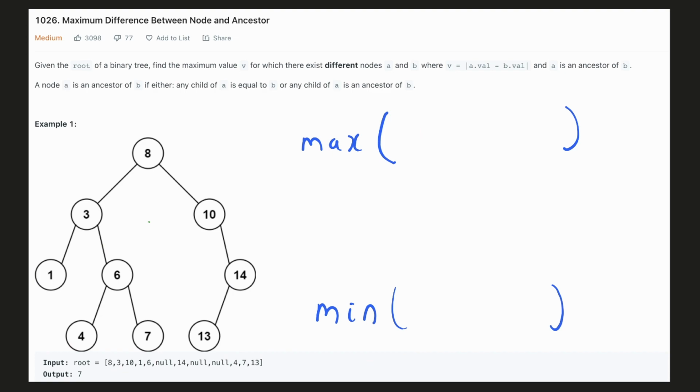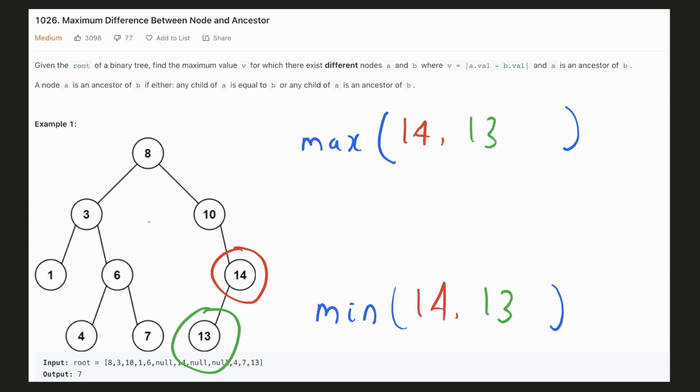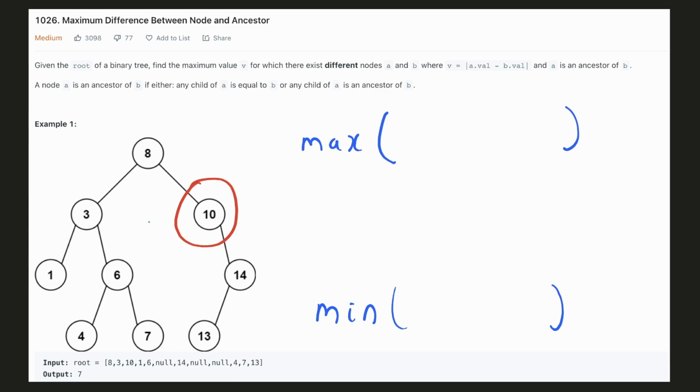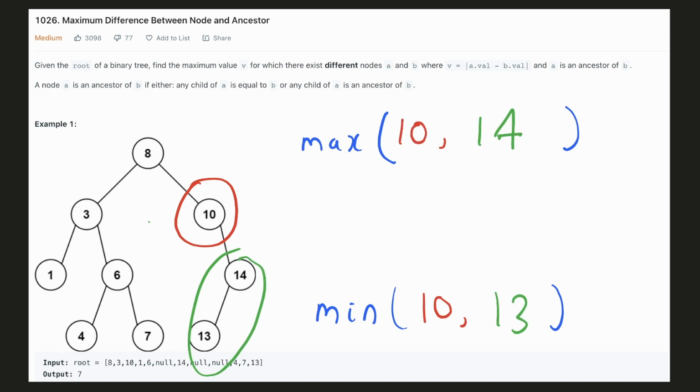For any leaf node, there are no left and right subtrees, hence its own value will be the maximum and the minimum. Similarly, for this subtree, the maximum and the minimum will be 13. This value can be reused when we are finding the maximum and the minimum of its parent. Since 14 does not have any right child, we'll only consider values from its left subtree. Similarly, we can use these values to find the maximum and the minimum of its parent.